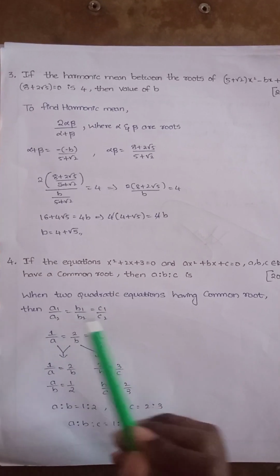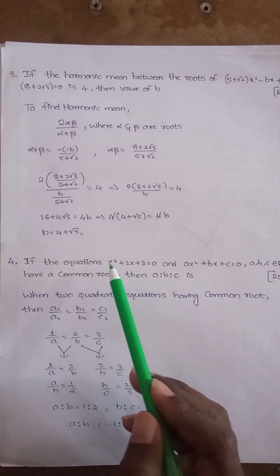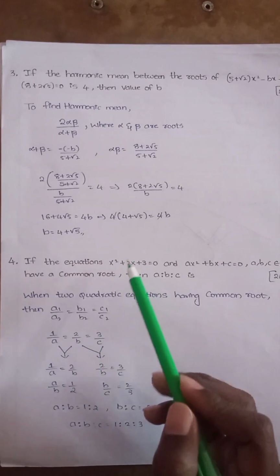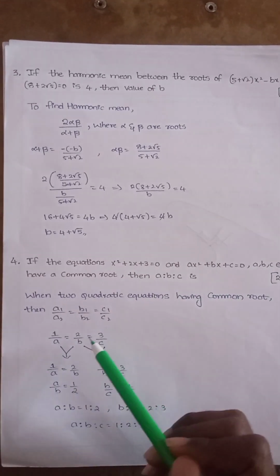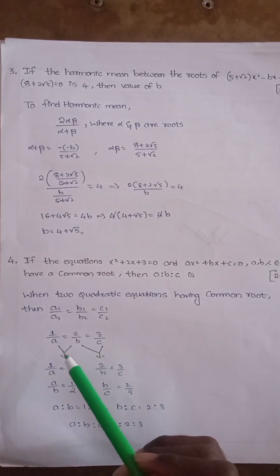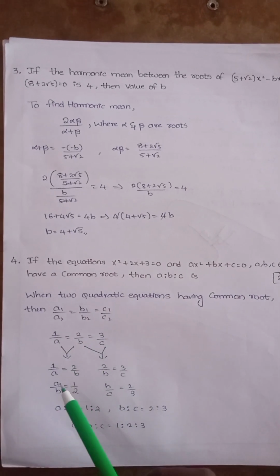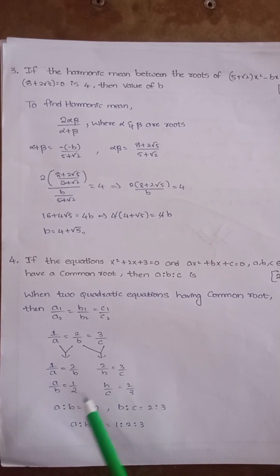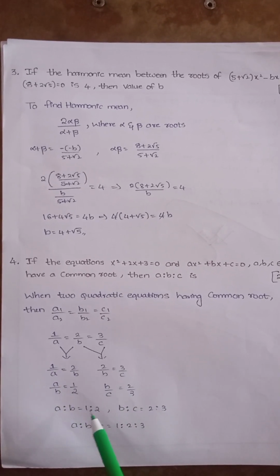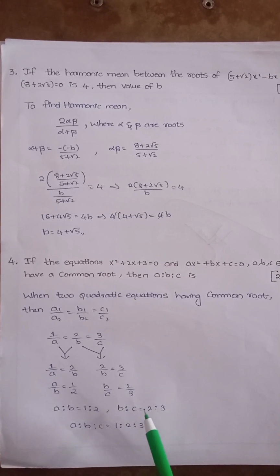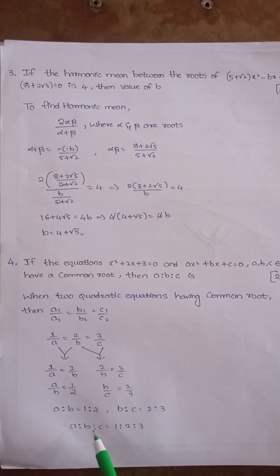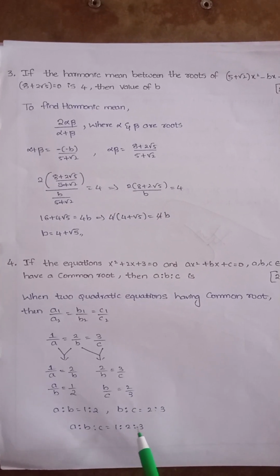And substituting respective values, that is a1 is 1 by a2 is a, is equal to b1, that is 2 by b2 is b, is equal to c1, that is 3 by c2 is c. Now on solving separately, we get a by b equals 1 by 2 and b by c equals 2 by 3, that is a is to b is equal to 1 by 2 and b is to c is equal to 2 is to 3. From these two we can get a is to b is to c is equal to 1 is to 2 is to 3.